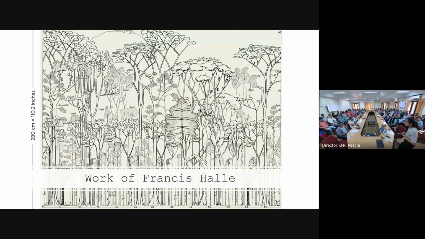But until now, without TLS, studying the architecture of trees was actually not that easy. This is the work of Francis Hallé. Francis Hallé was an ecologist, or really a botanist, in the 1960s, and he was fascinated by the architecture of trees, and he literally drew this. These are his drawings of how a forest looks in French Guiana. This is how he visualized the forest, a schematic diagram that he drew. Of course, not every one of us is a good artist like him, so we cannot do this, and it's not a scalable technique. You can't go and draw the architecture of all the forests.